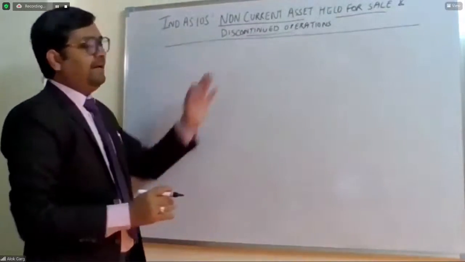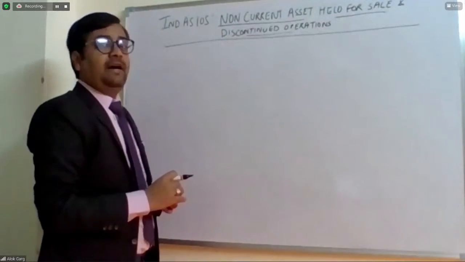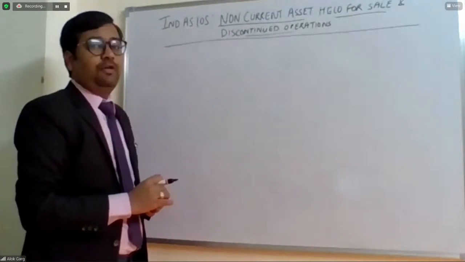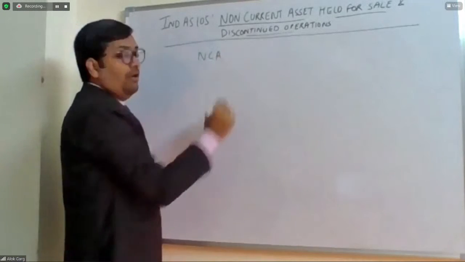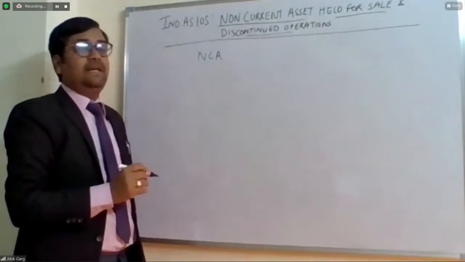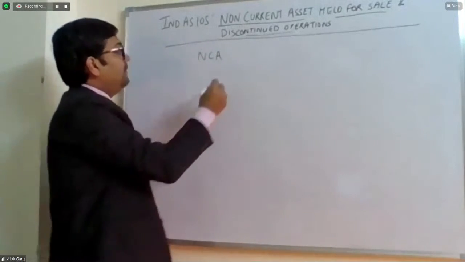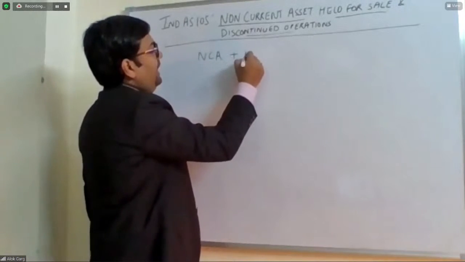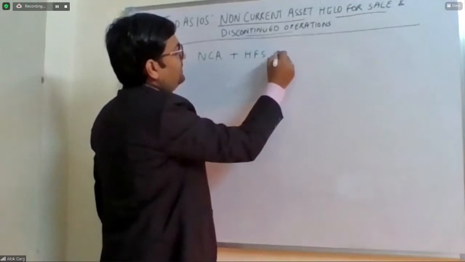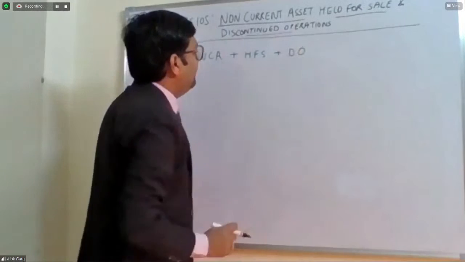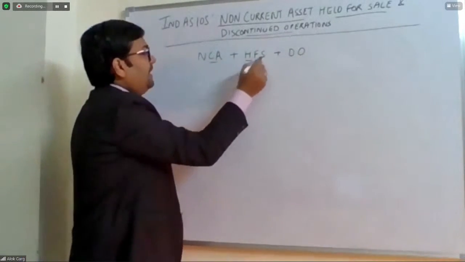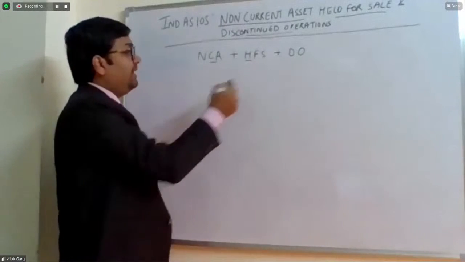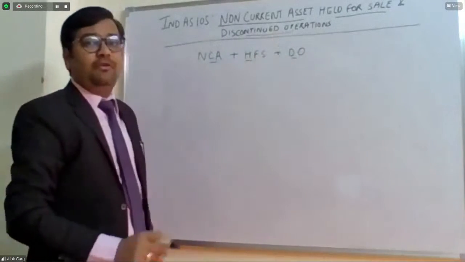So if I segregate or divide this entire title, it will be divided into three parts. One is non-current asset. Wherever non-current asset is there, I will write it as NCA, okay? Plus HFS, held for sale, plus DO, discontinued operation. So this standard talks about non-current asset held for sale and discontinued operation.